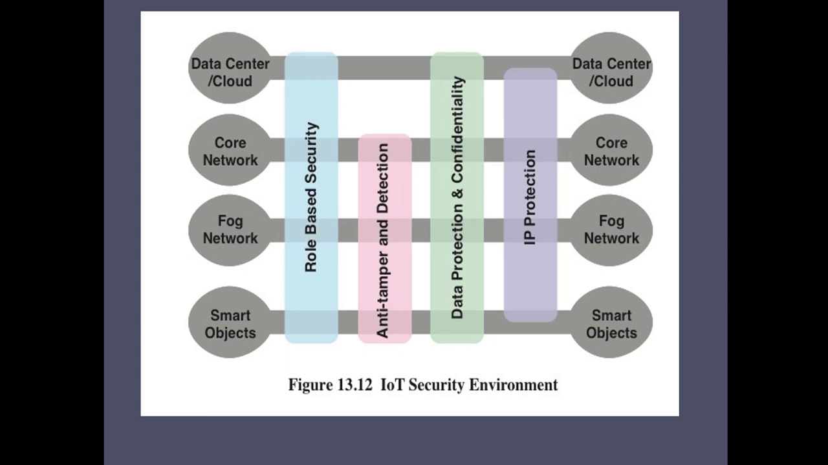When we go to the vertical levels here, the first one is role-based security, and mainly this is concerned with access control. And when we are dealing with access control, we need it at the 4 levels: smart objects, fog network, core network, and data center, right?